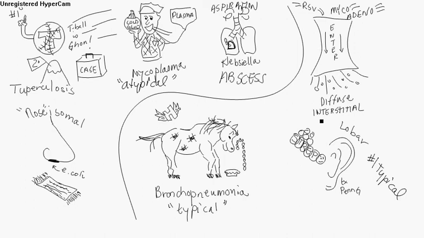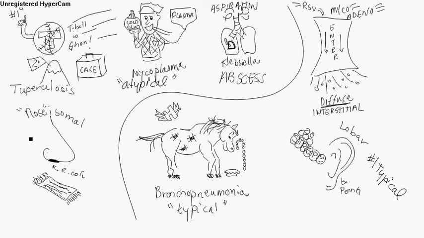Interstitial pneumonia is an inflammation of the interstitial areas. You've got diffuse distribution, so diffuse, and it's caused by respiratory syncytial virus or RSV, adenovirus, and mycoplasma. And those are those different pneumonias.